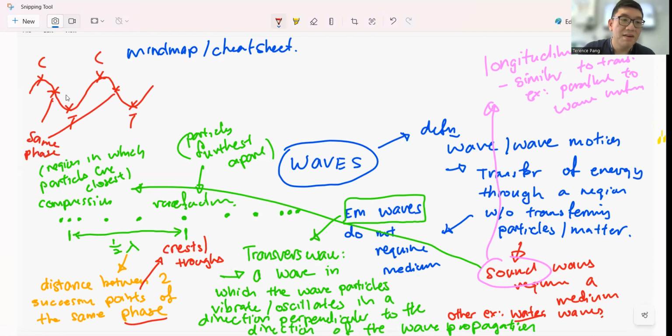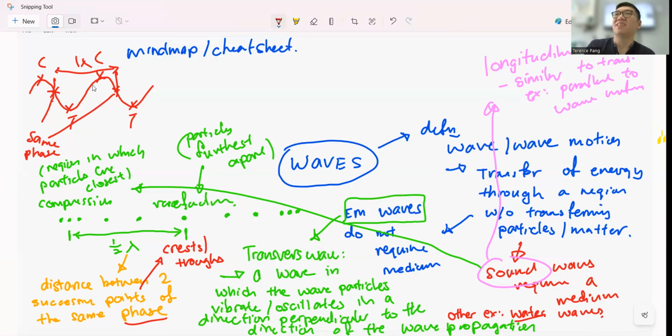And they are next to each other, they are consecutive. So the next point of the same phase, you take that point and you find the distance between the 2 points. That's also a wavelength. So this is also a wavelength, by the way. Again, you can draw this out because it's your mind map. You can do whatever you want with it. Okay, so these are things that you guys need to study on your own and write this out. Right?